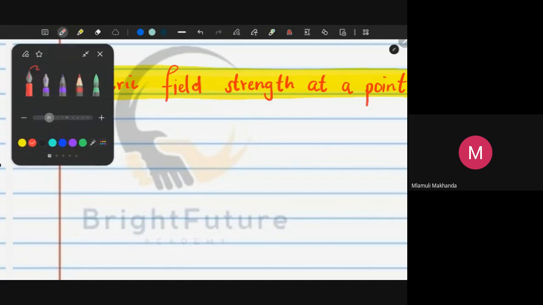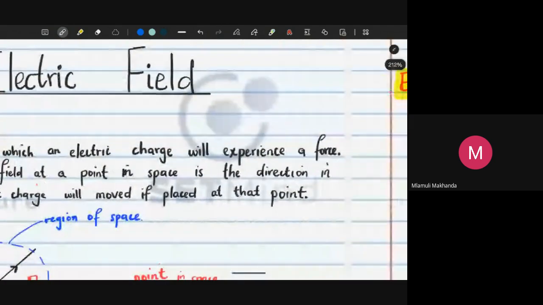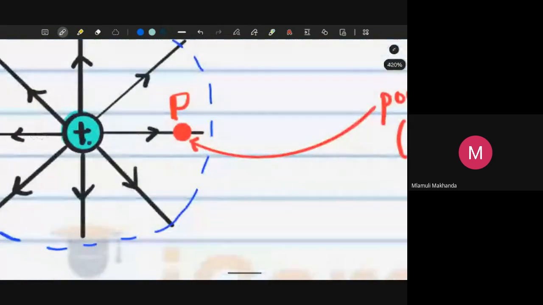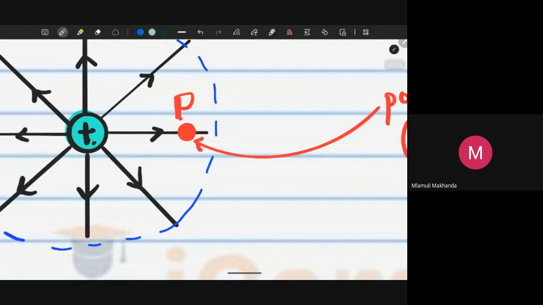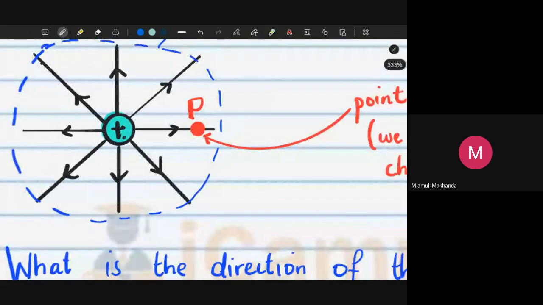So when we talk about the field strength at a point, we're talking about how strong the electrostatic force will be that is experienced by a charged object if it was placed at that point. Coming back to this example, imagine I place a charged object at point P. How strong will the electrostatic force experienced by that object be? That's what we mean by electrostatic field strength at a point.